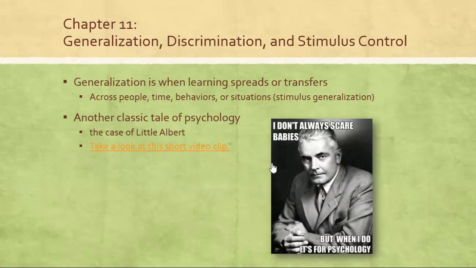Generalization is the tendency for the effects of a learned experience to spread, sometimes called transfer, since the effects of a learned experience move. Generalization may happen across people, across time, across behaviors, or across situations, such as in stimulus generalization.